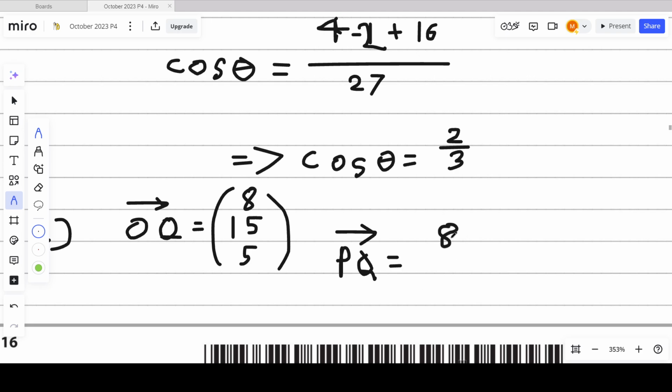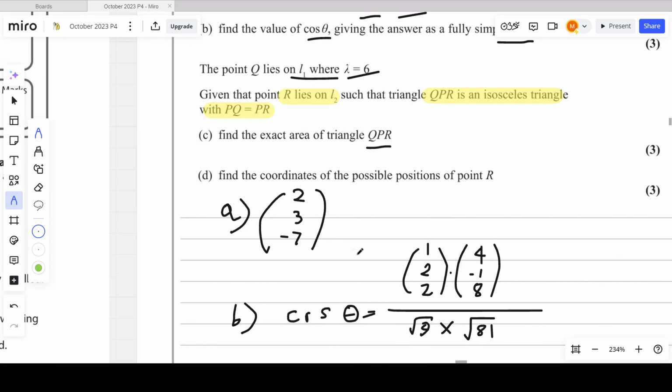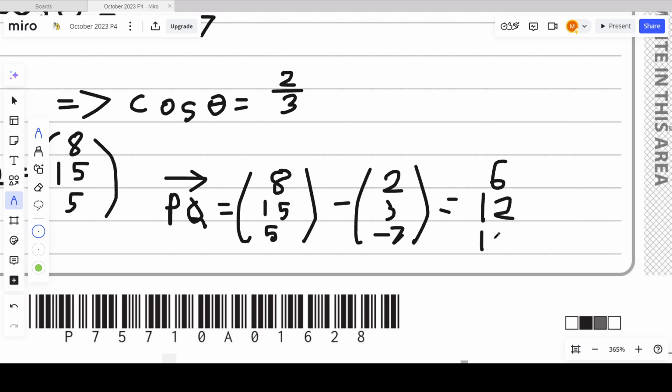So what would be the vector PQ? Using the triangle rule of vectors, it is OQ minus OP. Right? OP is the position vector of point P, that is 2, 3, negative 7. So 8 minus 2, this is 6. 15 minus 3, that is 12. And 5 plus 7, that is 12. So we got the position vector of PQ, like position vector of P with respect to Q, that is 6, 12, 12.